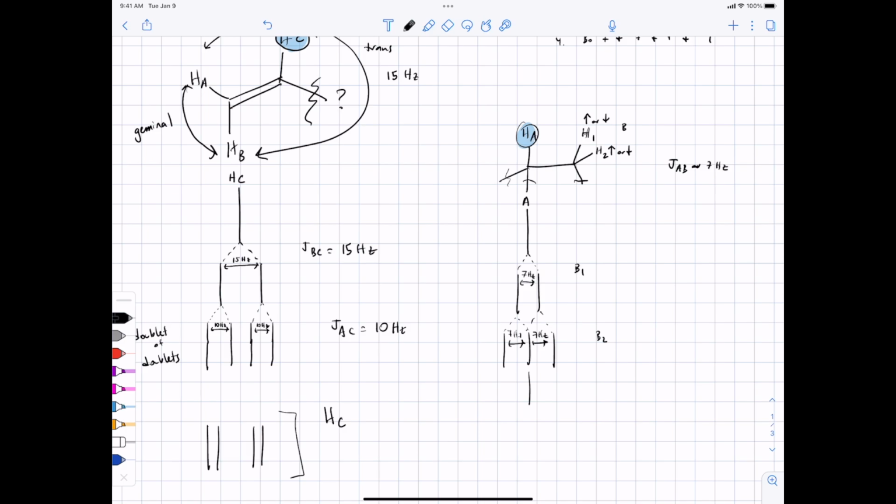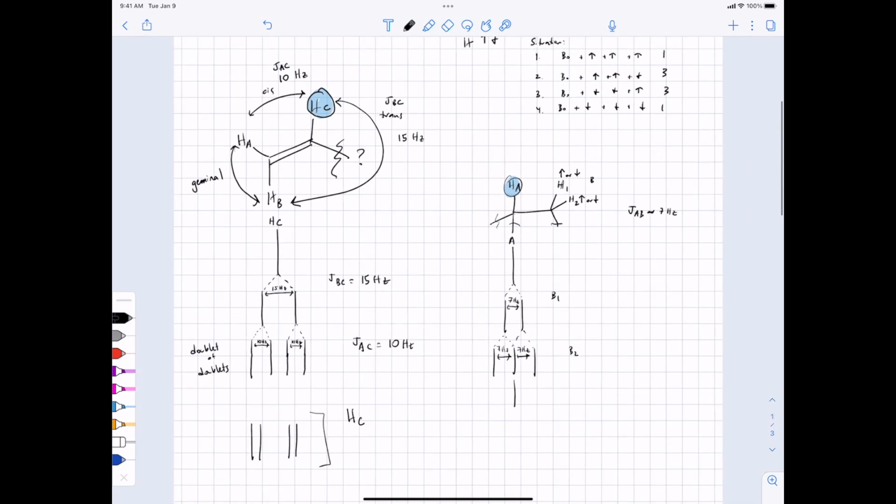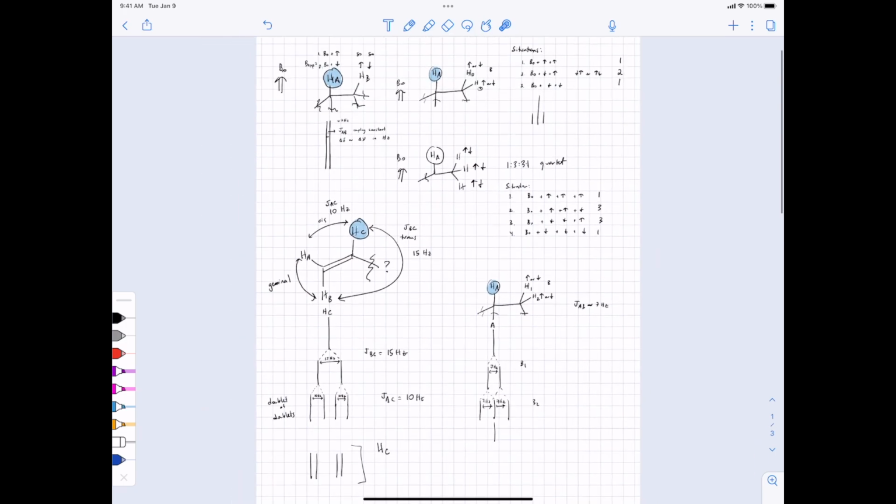And so be aware that if the coupling constants between adjacent protons are not identical, you may not see this conventional easy triplet pattern. You might instead see the doublet of doublets pattern.